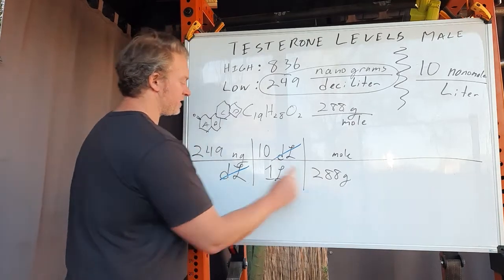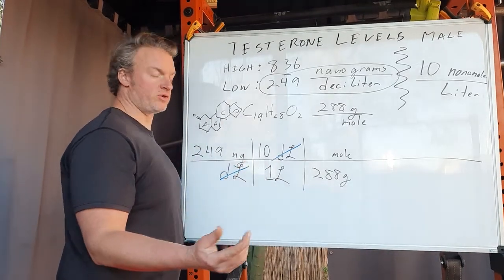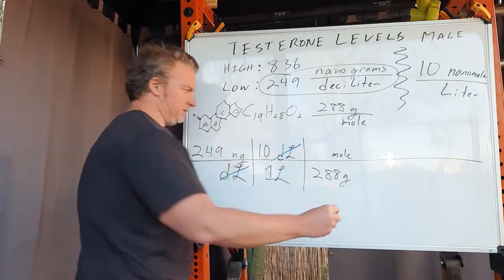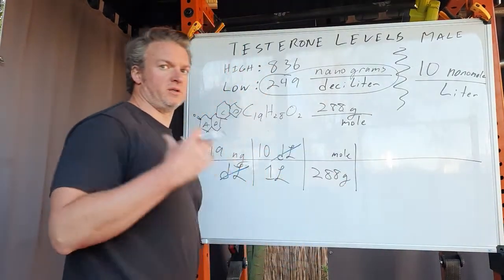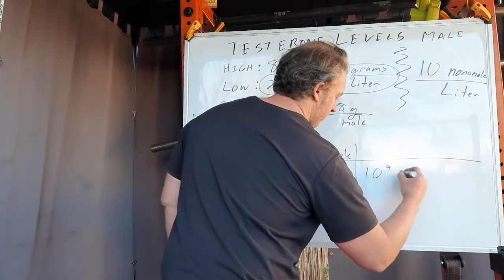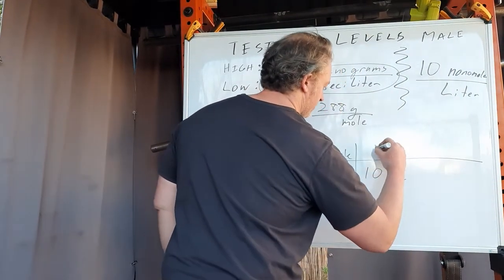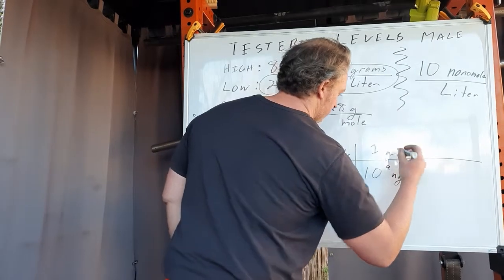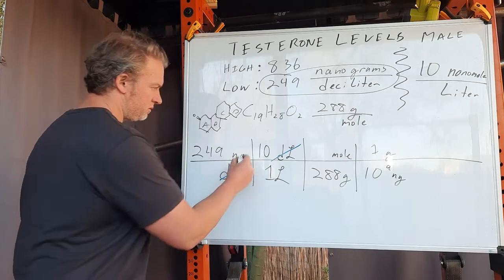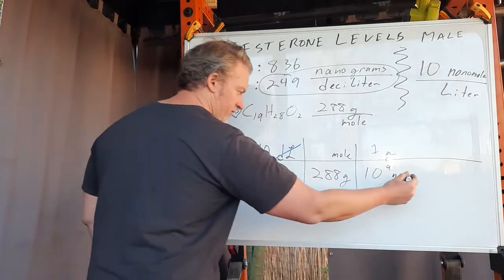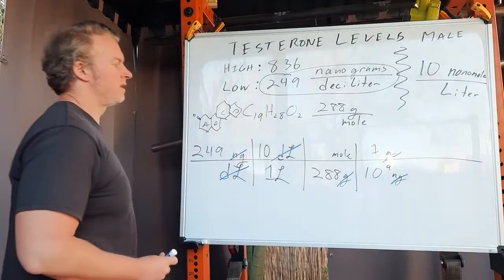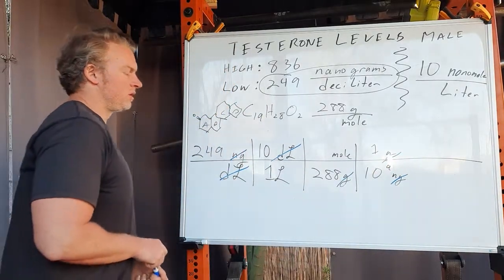Oh, wait a minute. This doesn't cancel. They are closely related to one another, but I do need to do the conversion. Nano, 10 to the negative 9. There are 10 to the 9 nanograms for every 1 gram. Nanograms cancels, grams cancels. So close.